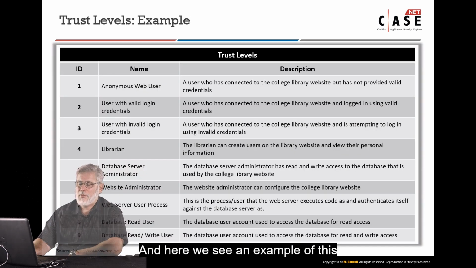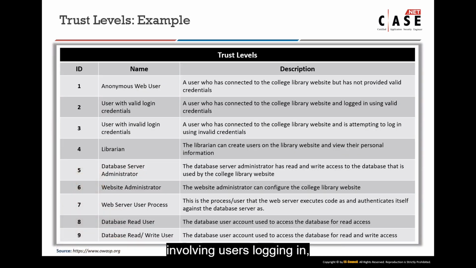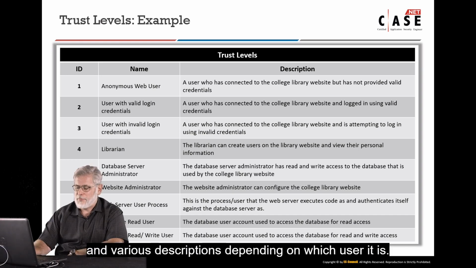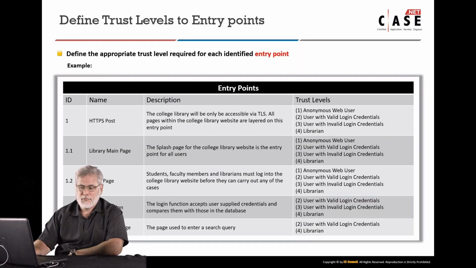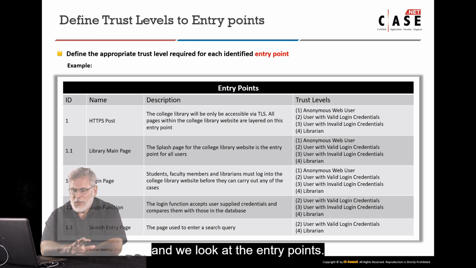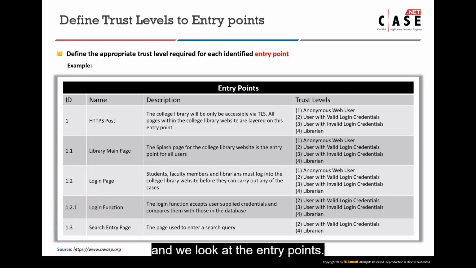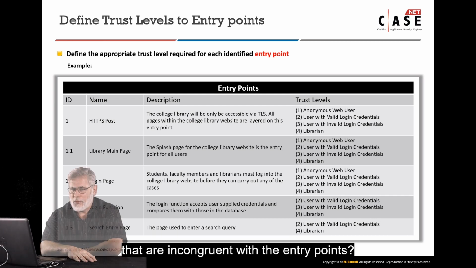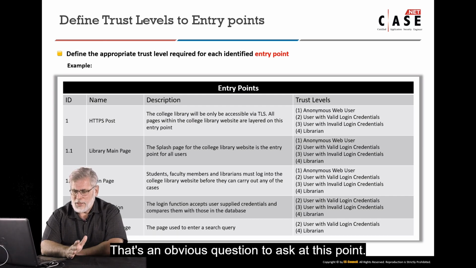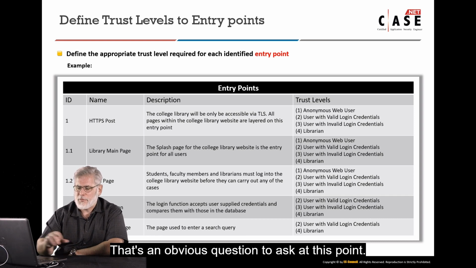And here we see an example of this involving users logging in and what sort of trust level we have, and we have various users and various descriptions depending on which user it is. Now we look at those trust levels and we look at the entry points. Are we having people that can enter in ways that we don't want them to, that have trust levels that are incongruent with the entry points? That's an obvious question to ask at this point.